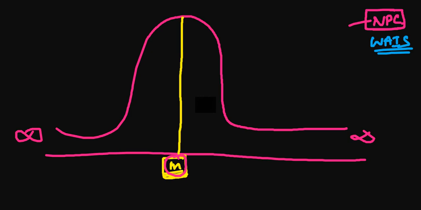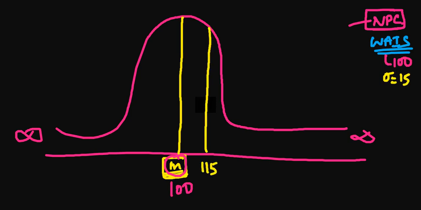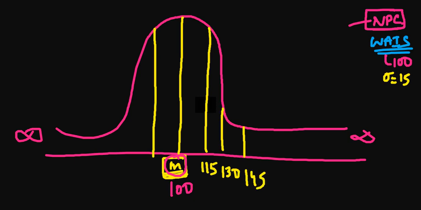What is the mean in Wechsler? We have a mean of 100, so we will draw 100 over here. Now if we move one standard deviation above the mean, we have a standard deviation of 15, so it will be 115. Then two standard deviations, it will be 130, and thrice, it will be 145. Likewise, if we go below the mean, we draw 85, then 70, and then 55. So this is the way the Wechsler Adult Intelligence Scale is drawn.